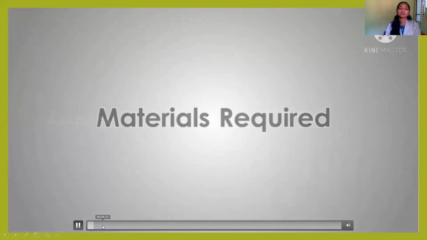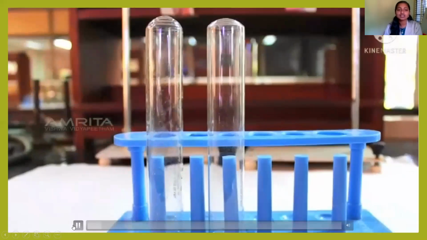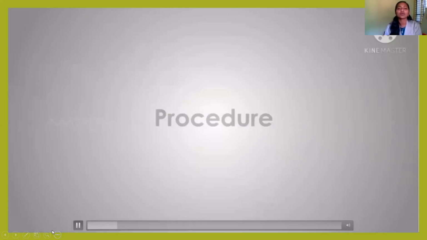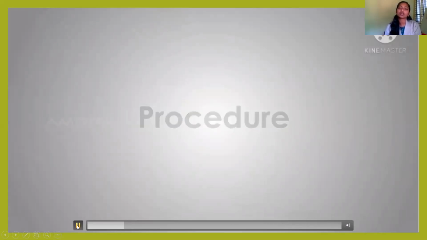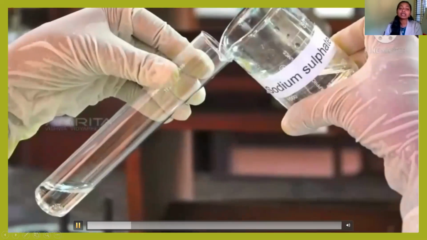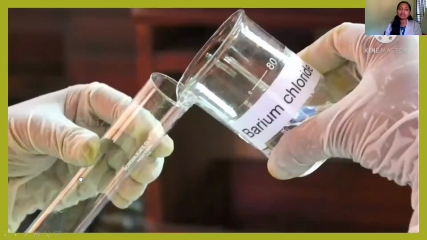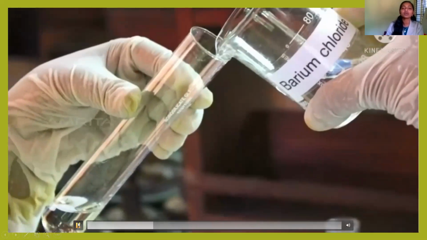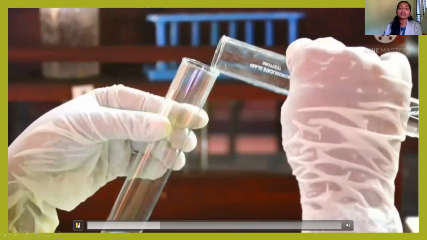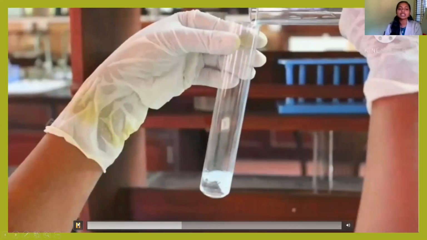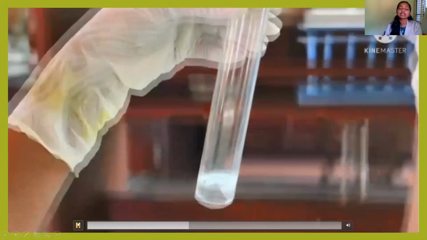Yes, this is an experiment and we need two test tubes, and take sodium sulfate solution and barium chloride solution. Take 3 milliliters of sodium sulfate solution in a test tube and barium chloride solution in another test tube. And now mix these two solutions. What do we get? Yes, a white precipitate is formed and this confirms the presence of sulfate in that solution.